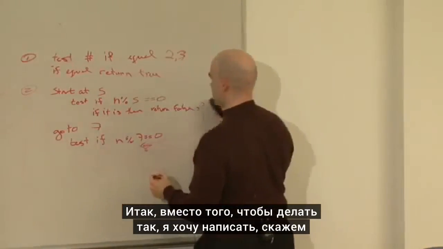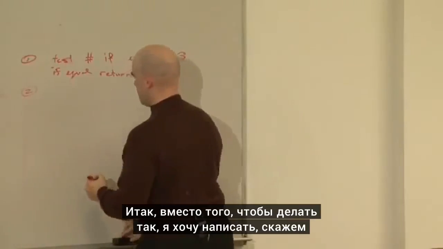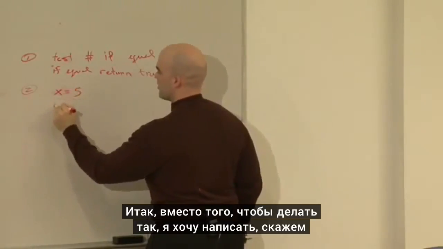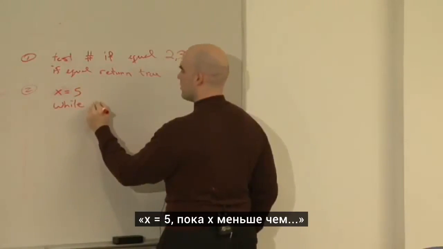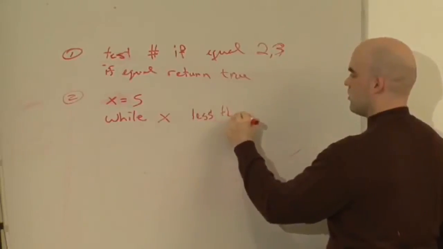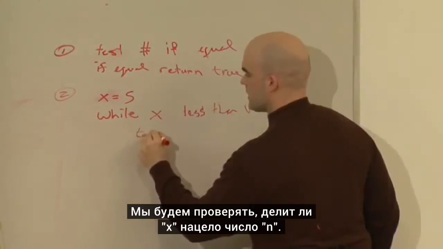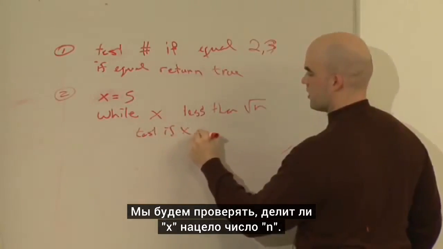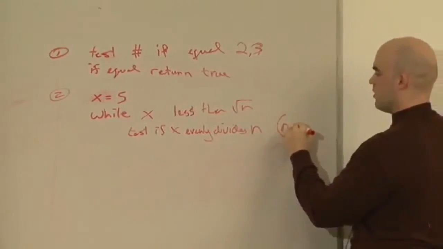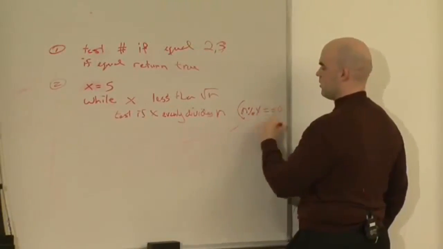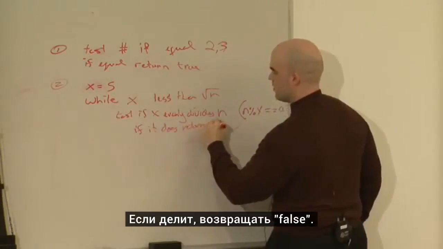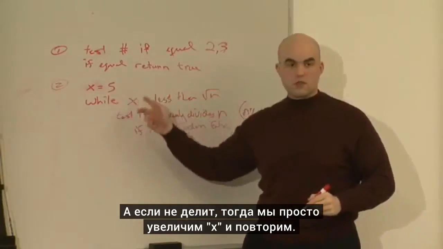So instead of doing this, I'm going to say x is equal to 5, while x is less than, we're going to test if x evenly divides n, and if it does, return false. And if it doesn't, then we just increment x.